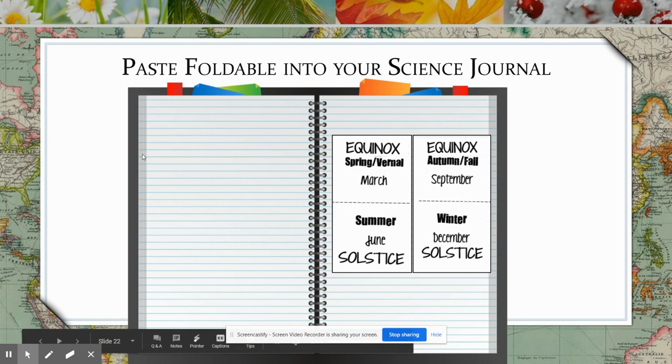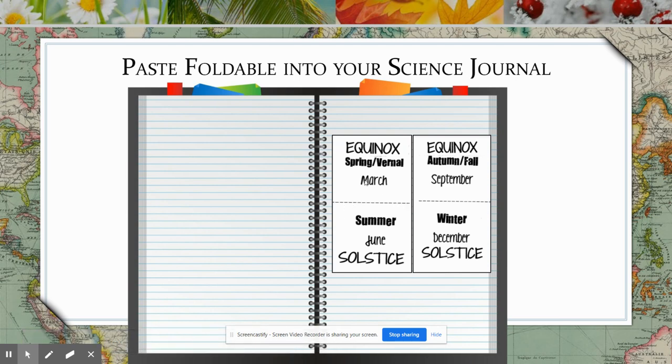The first thing you should do is take your foldable, make sure it is folded up, cut on the dotted lines here, fold on the solid lines. You should have 4 separate flaps to talk about the 4 different seasons, and this should be pasted into your folder like shown here. Pause the video if you need more time.